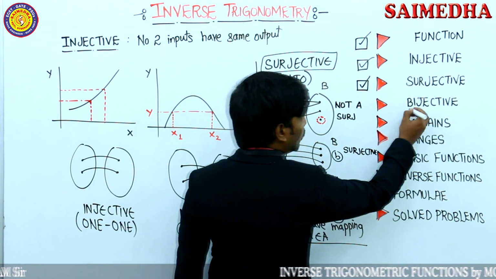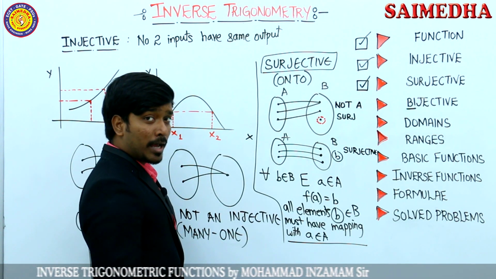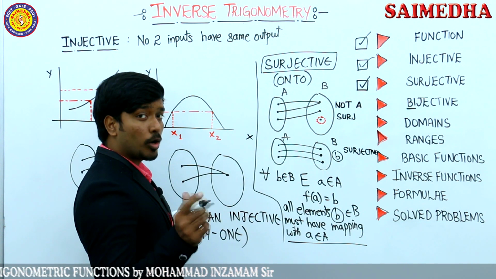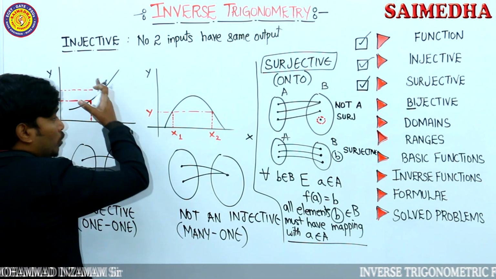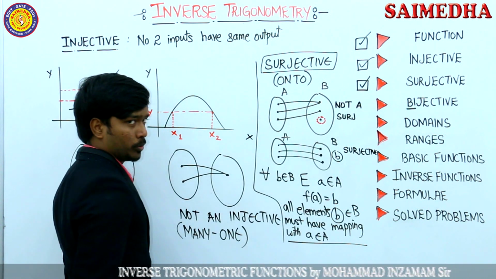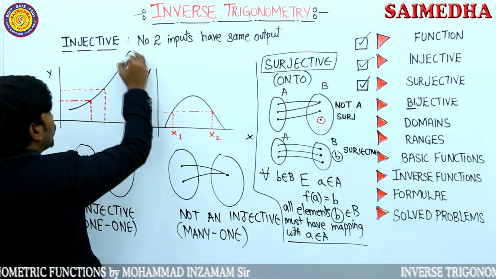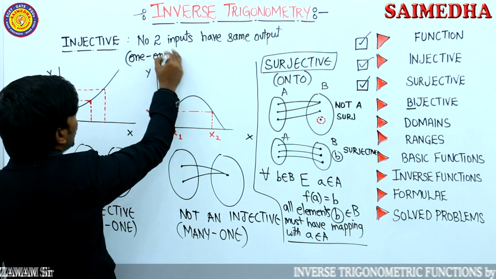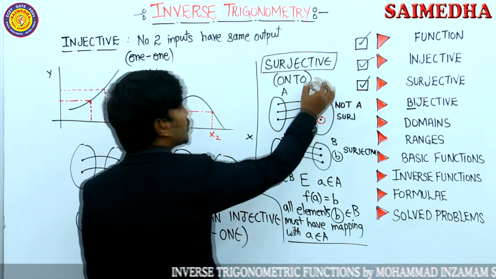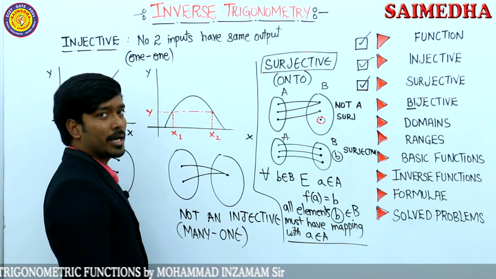Bi means what? Two. If a function obeys both injective as well as surjective, that function is called what? Bijective. That means it should obey both the one-one condition as well as the onto condition. That we are going to see in the next slide.